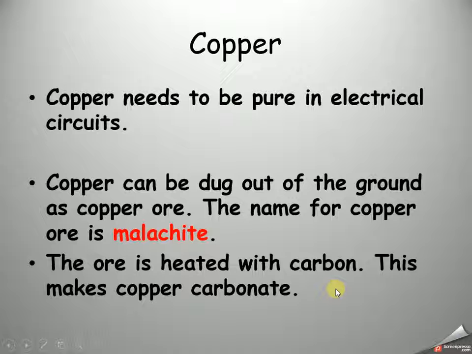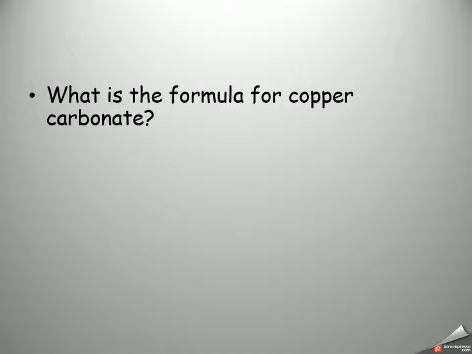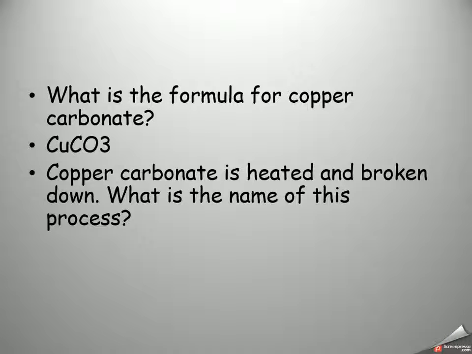So what is the formula of copper carbonate? The formula of copper carbonate is CuCO3, which means it's very similar to calcium carbonate, isn't it? So we've got copper carbonate, but do we need copper carbonate? No, we don't. We just need the pure copper, which is Cu. So what we do is we get the copper carbonate and we heat it up and break it down.